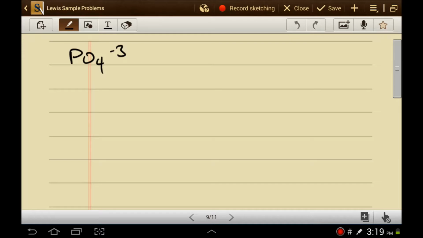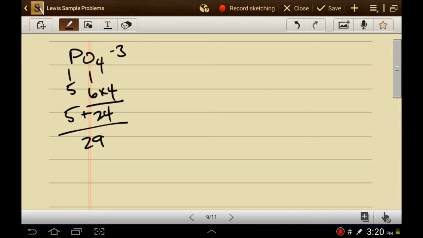The phosphorus has 5 electrons. The oxygen has 6. Times 4 electrons is 24 electrons plus the 5 from the phosphorus makes 29. But let's not forget about the 3 from the negative charge. So the negative 3 charge gives us an additional 3 electrons, bringing the total up to 32 electrons. This structure has 32 valence electrons to use. The central atom will be the phosphorus.